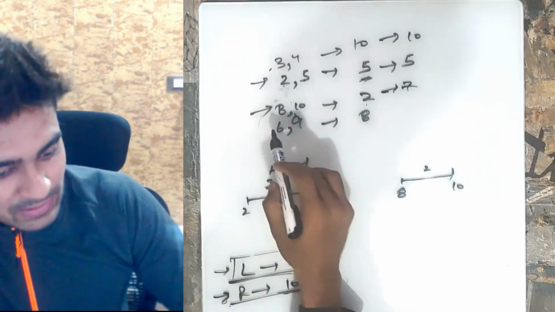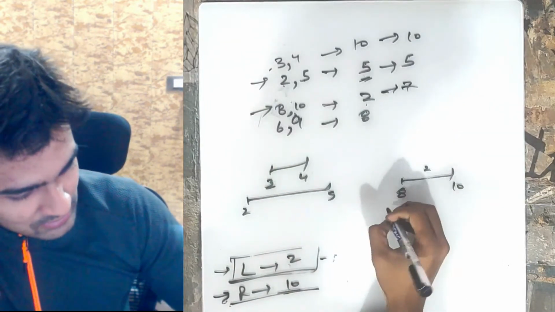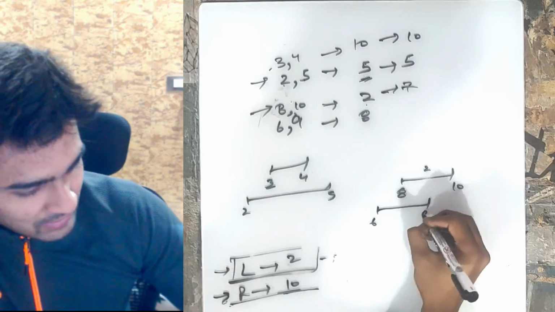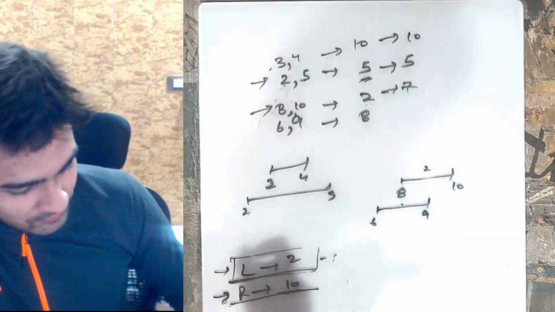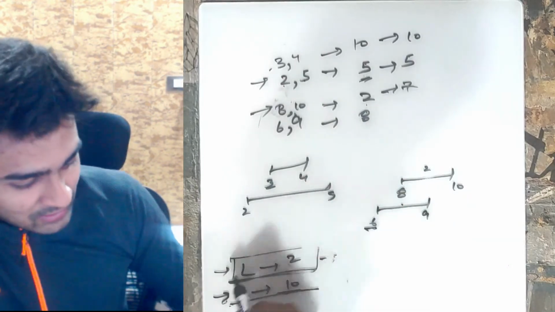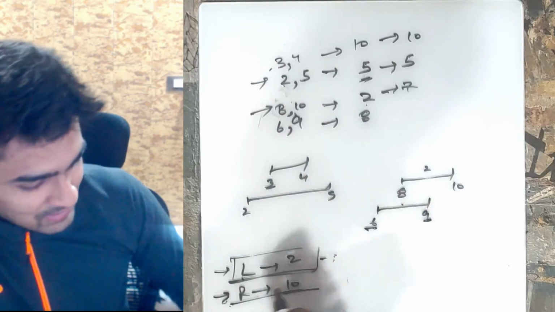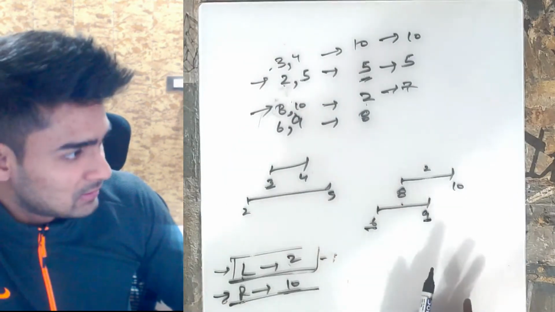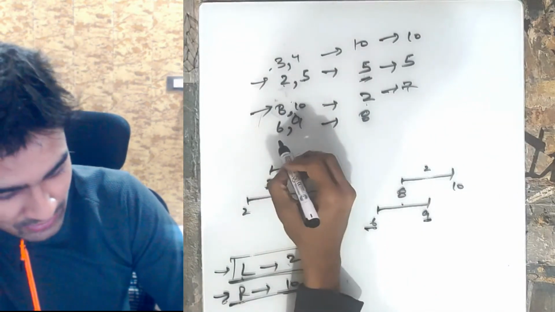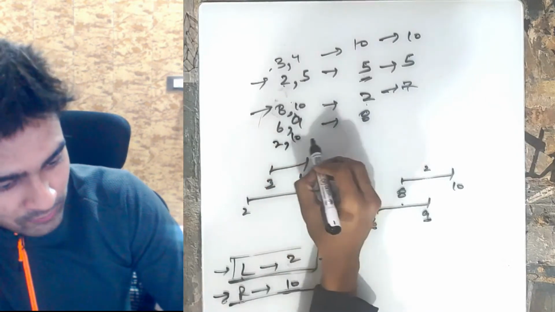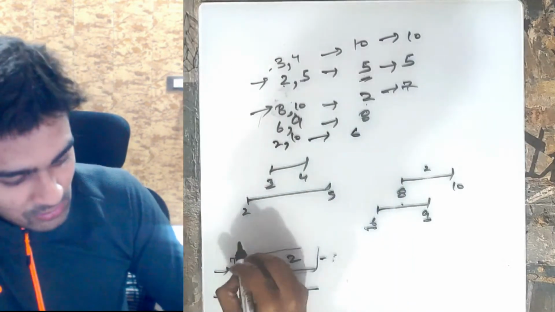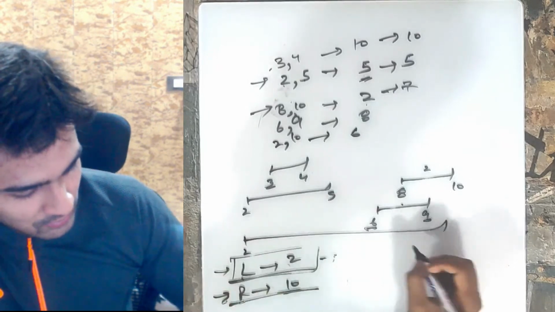Okay, then we get 6, 9, 6 till 9, and it has a cost of 8. We say that since 6 is greater than L and 9 is less than R, therefore we don't need to change anything. Okay, then let's say we get another interval which has 2 to 10 with a cost of 6.